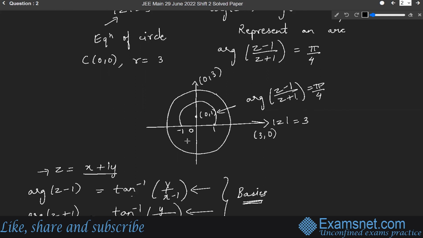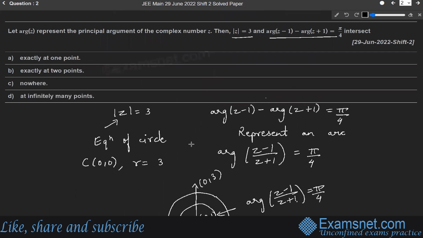Since the center of this circle is (0, 1) and the radius is root 2, you can see that both these circles will not intersect each other at any given point. It is very clear from the diagram that both the circles will not intersect each other at any point. So we can say that both these curves intersect each other at 0 points.